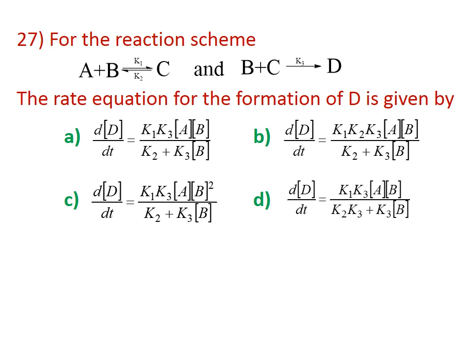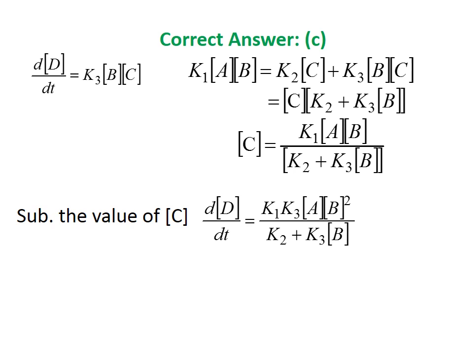For the reaction A plus B reversible arrow C, and B plus C gives D, from that we are going to calculate the rate of formation of D, that is d[D]/dt. Option A, d[D]/dt will be equal to K1 K3 into concentration of A into concentration of B divided by K2 plus K3 into concentration of B. Similarly, 4 options are given and the explanations are given. The correct answer is C.